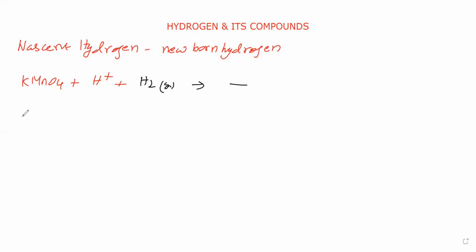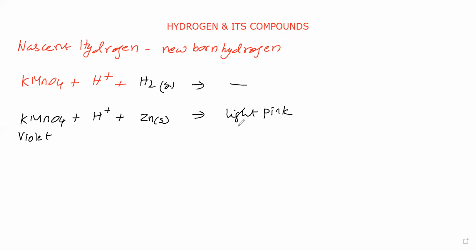Now we will take the same potassium permanganate in acidic medium. We will add zinc pieces. Now we are adding zinc pieces. What is the product? We will see. It is violet color. This violet color becomes a very light pink color.